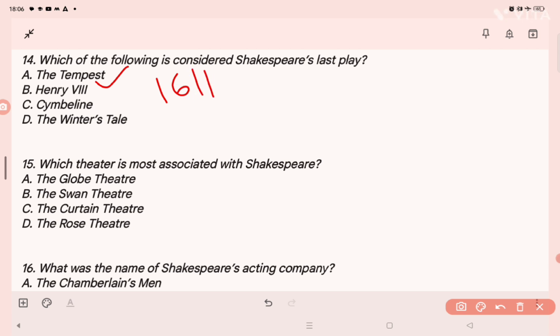Which theatre is most associated with Shakespeare? Option A, the Globe Theatre. The Globe Theatre opened in 1599. It is the most famous theatre associated with Shakespeare's plays.